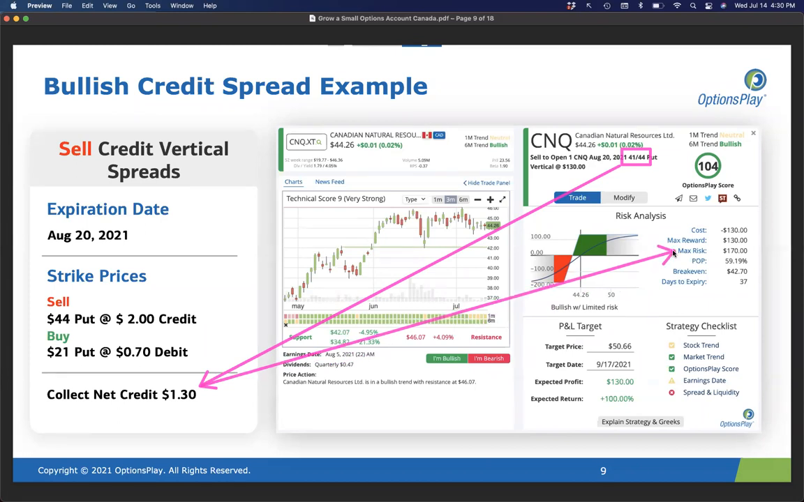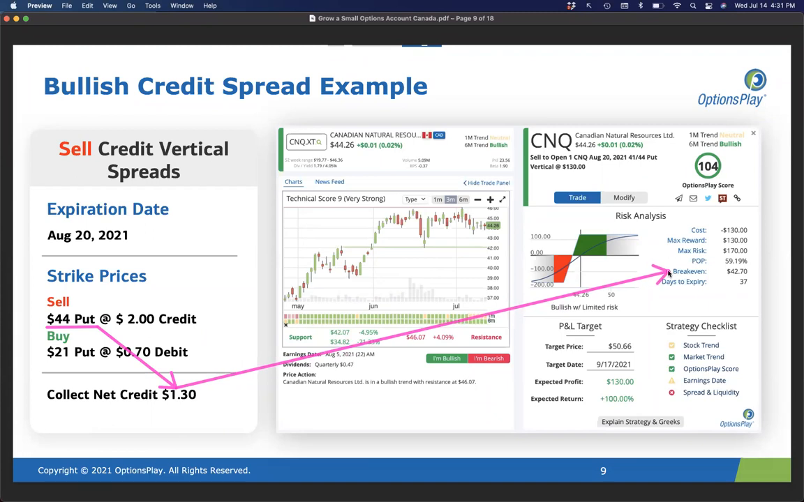that's my max risk. So when I collect $1.30 out of a $3 wide credit spread, the $1.30 is going to be my max reward. The max risk is going to be $1.70. And my break-even price is going to be the short put option that I sold, the $44 put, minus the $1.30 that I collect. So if you take the short put minus the $1.30 that I collect, that's how you get to the break-even number, $42.70. So these three numbers are the most important numbers: the max risk, max reward, and the break-even price that we're going to discuss here on the next slide.